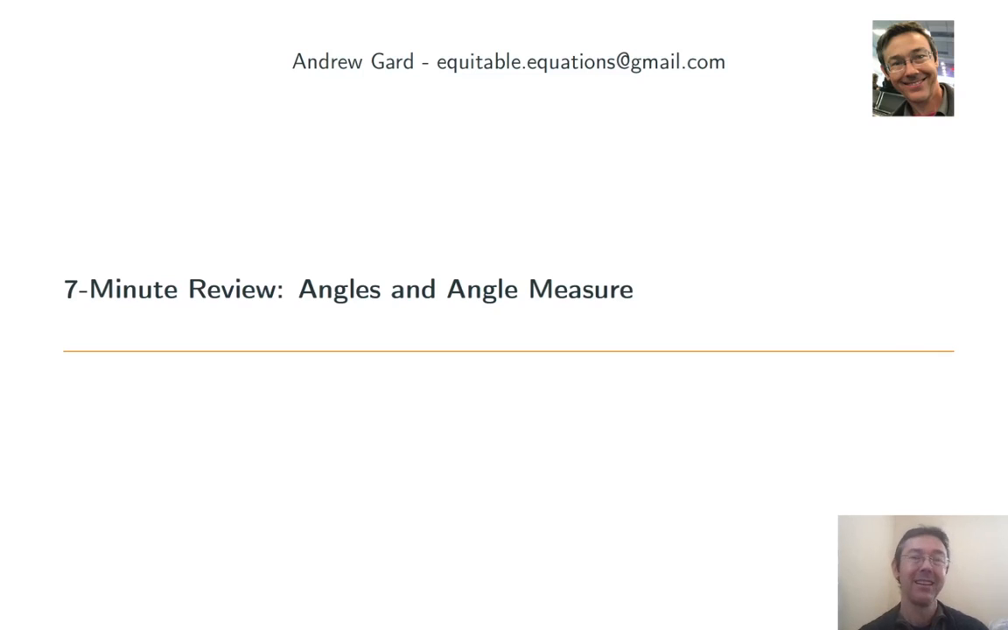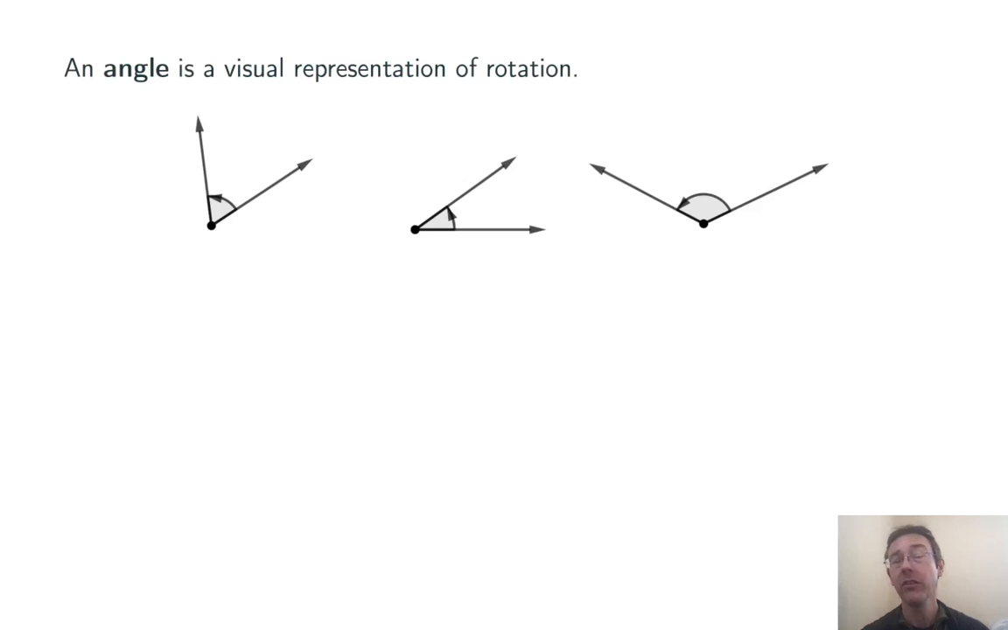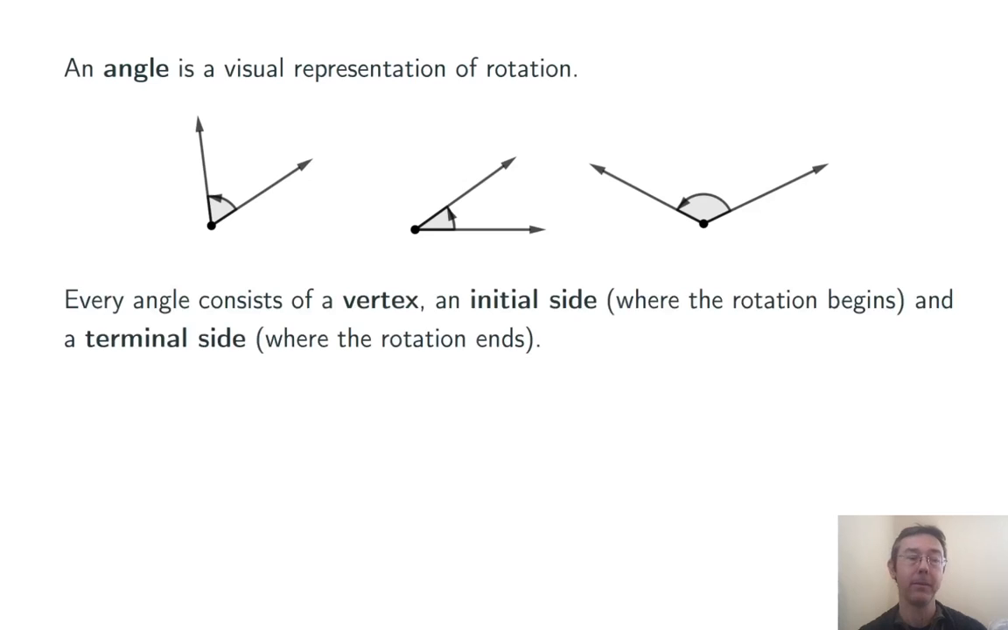Hey everybody. Today we're doing a short review of angles and angle measure. An angle is just a visual representation of a rotation. Here's a few examples. In each of these cases, you should imagine starting with one of these rays and turning it until you get to the other.